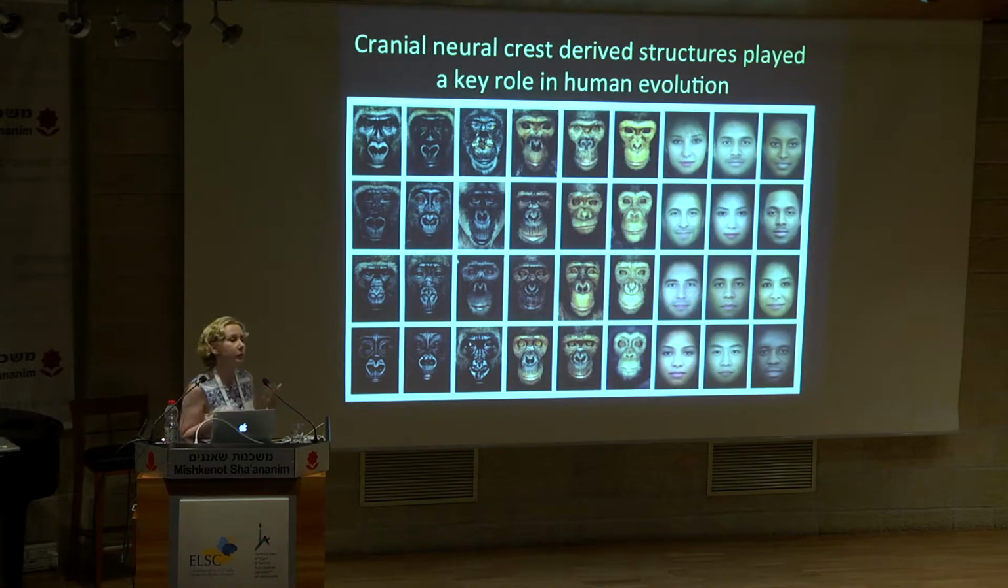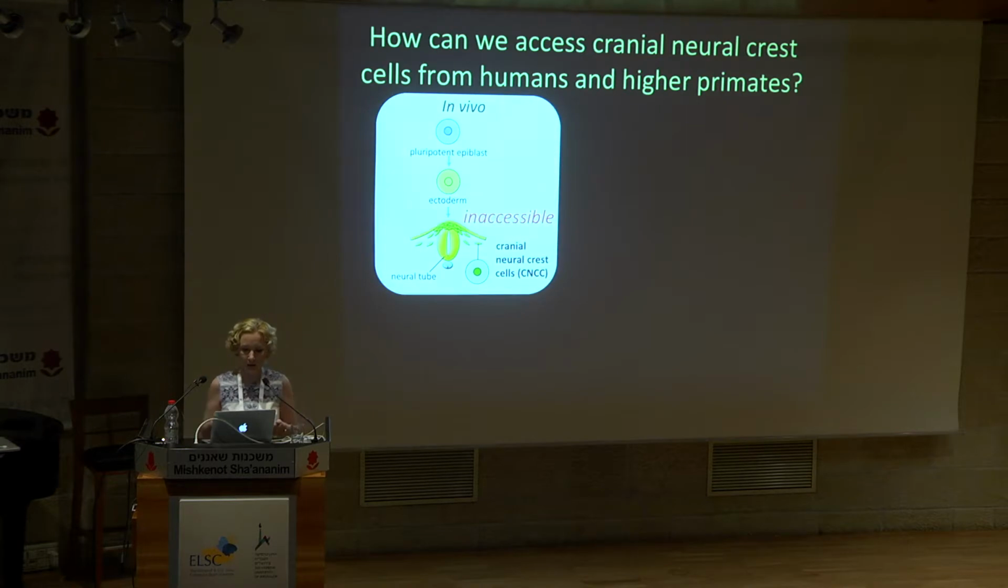And it's therefore not surprising that the cranial neural crest cell derivatives are thought to have played a key role in human evolution, facilitating not only uniquely human facial appearance, but also a number of adaptations associated with upright posture, speech articulation, and of course enlarged brain size, because the packaging for the brain has to co-evolve with the brain. But how do we model this regulatory evolution and get access to these cells?